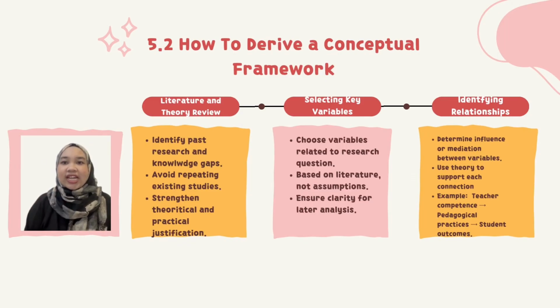Step 3. Identifying relationships. Next, we determine how these variables are connected. For example, one variable may influence another, or some variables may act as mediators. In the STEM framework, teacher competence and institutional support influence pedagogical practice, and these practices affect students' learning outcomes. Every relationship must be logical and supported by the theory.